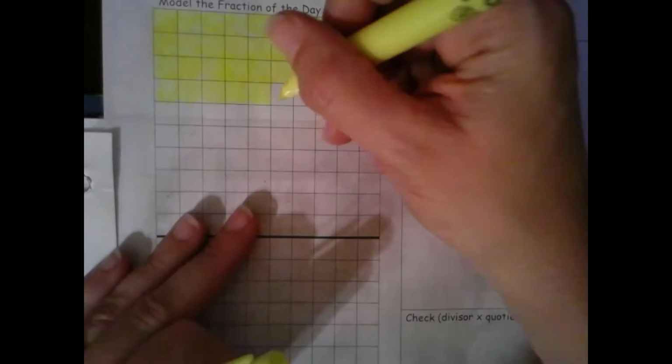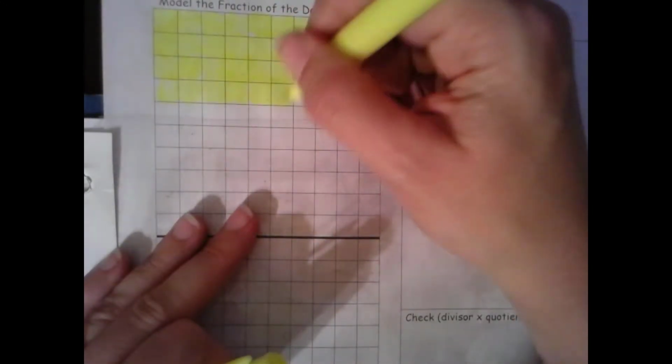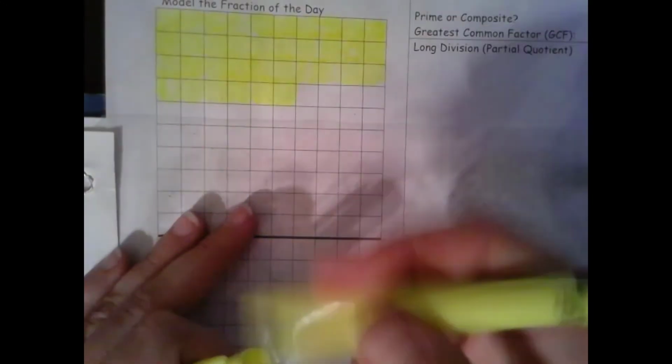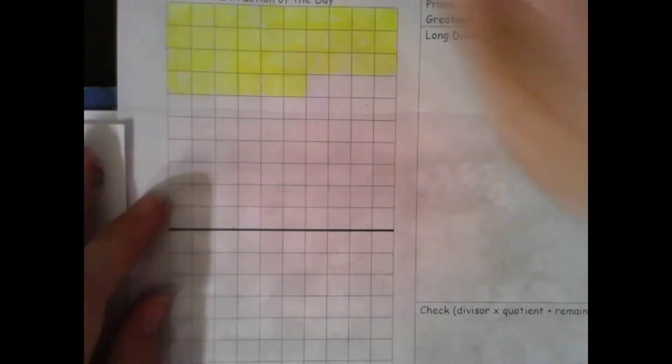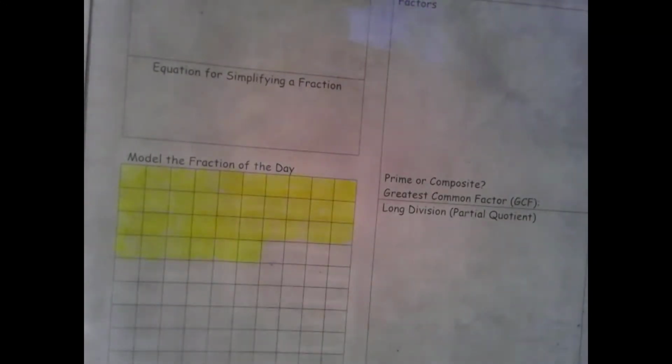Get that filled in. Okay, let's get down our beginning fraction. Our denominator is 180 and our numerator is 36. So we need to find the factors of our numerator.